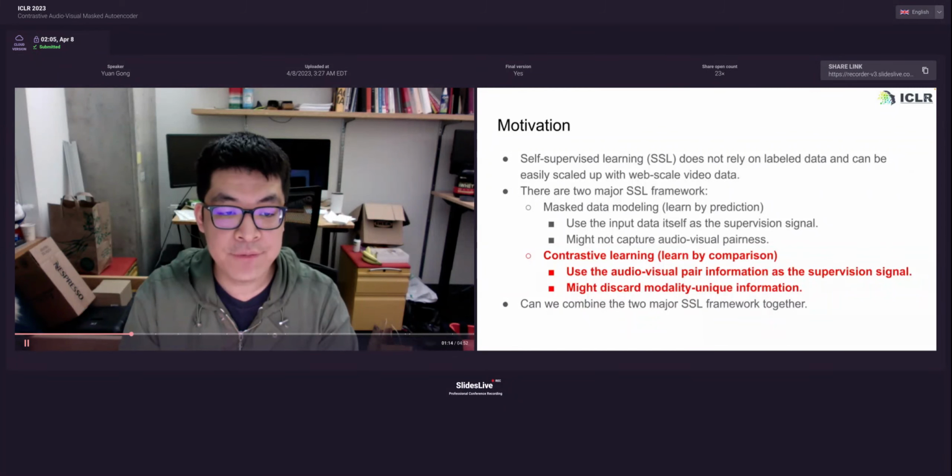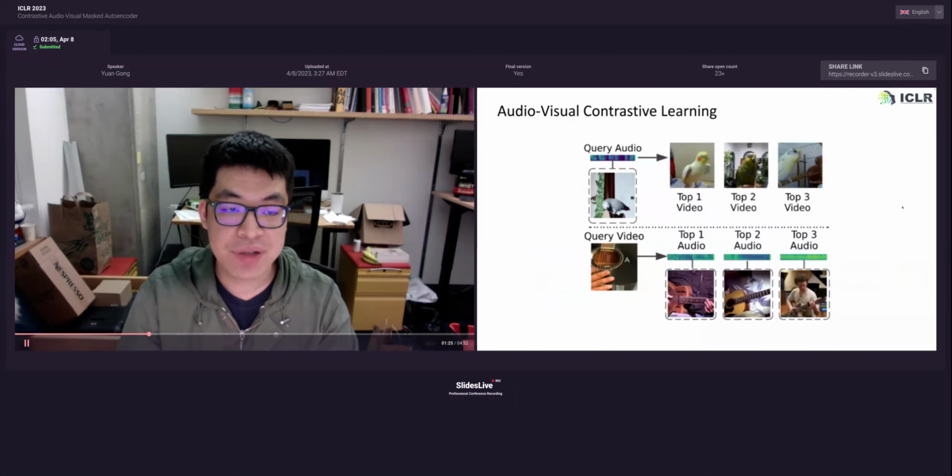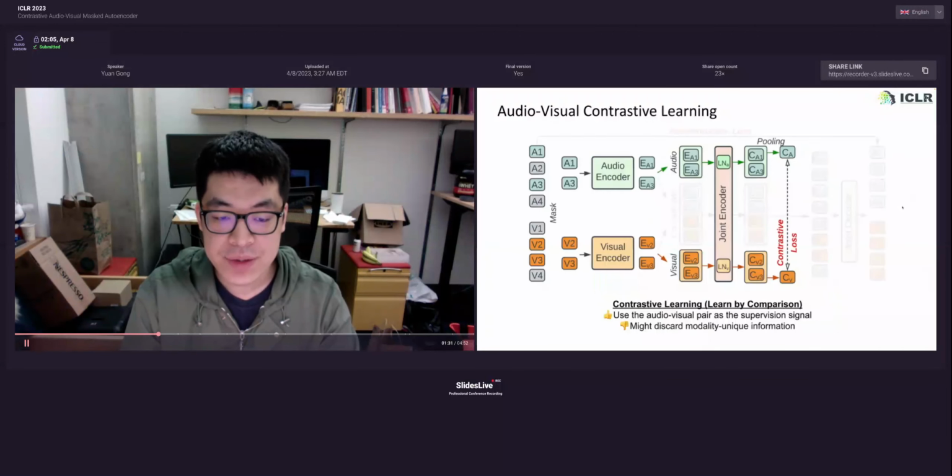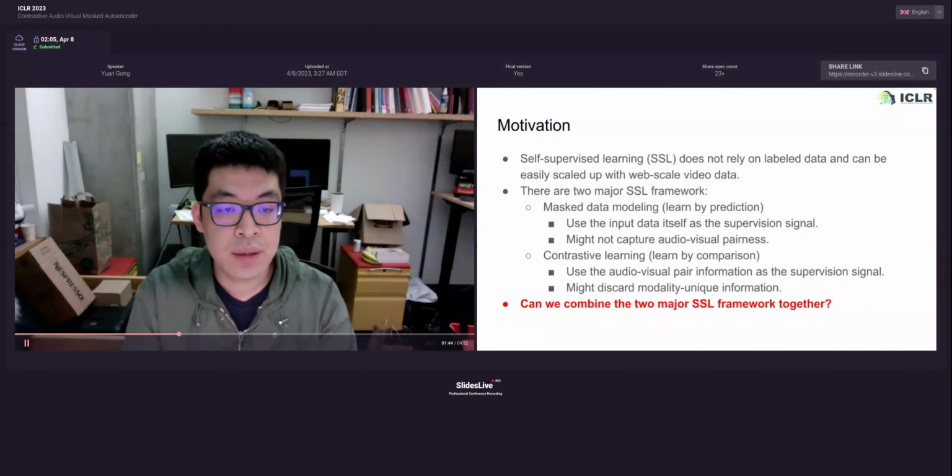The second category of self-supervised learning is contrastive learning. We use audio-visual pairedness as the supervision signal in contrastive learning. For example, we want to match the audio and visual pair during the learning process. The disadvantage of this method is that it might discard modality-unique information that is not used in the matching process, but this information could still be important for, for example, joint classification tasks.